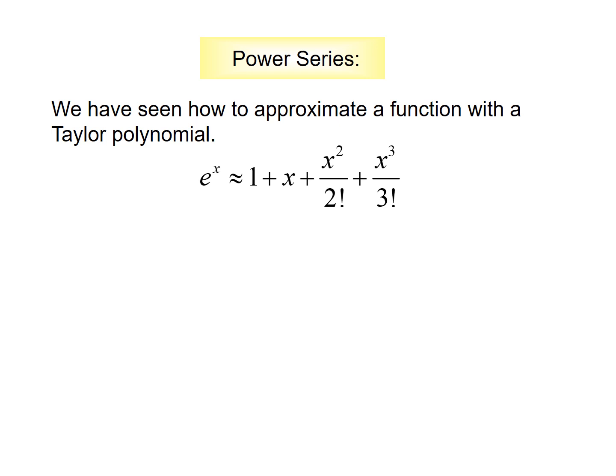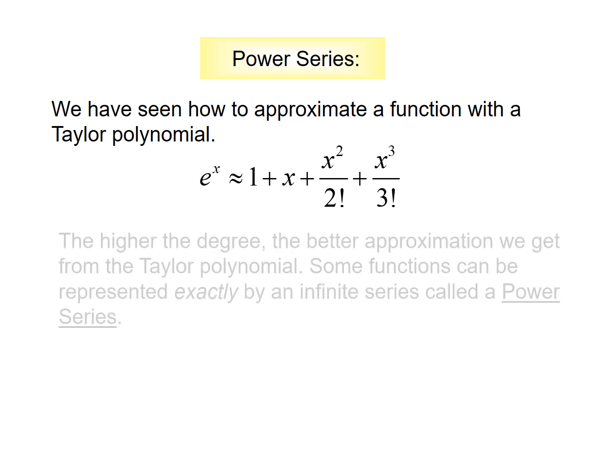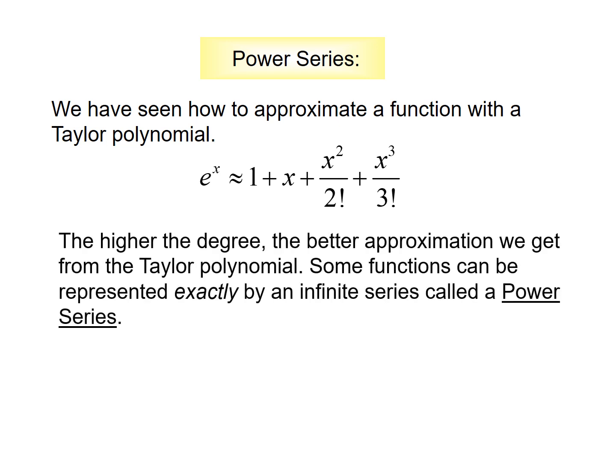So it's finite. For example, e to the power of x, we've seen this before, is 1 plus x plus x squared over 2 factorial plus x cubed over 3 factorial, and that would be the third degree Taylor polynomial. We could extend this out and make a fourth degree or a fifth degree Taylor polynomial for e to the x, but a Taylor polynomial always has finite terms. Now, the more terms we add, the better the approximation gets.